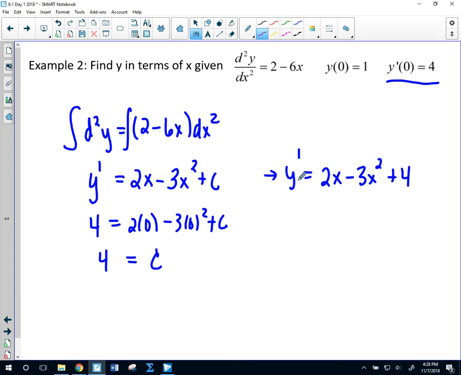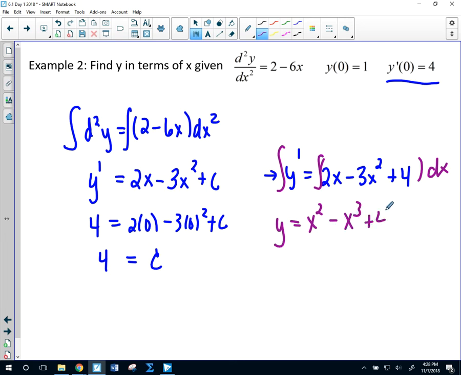So now I'm going to repeat the antiderivative process again, knowing that this is like your dx portion over here. All right, so the antiderivative of the derivative would just be y, and then 2x becomes x squared when I integrate. 3x squared becomes x cubed.